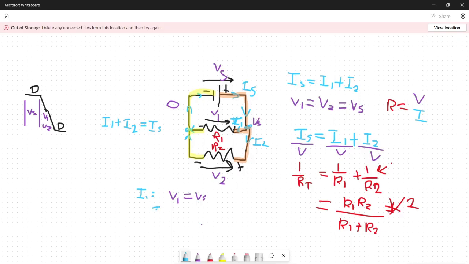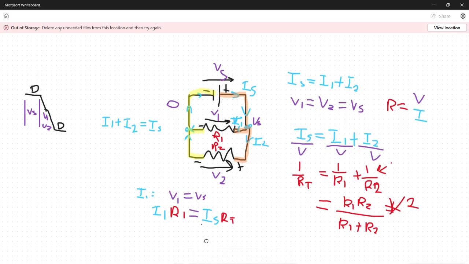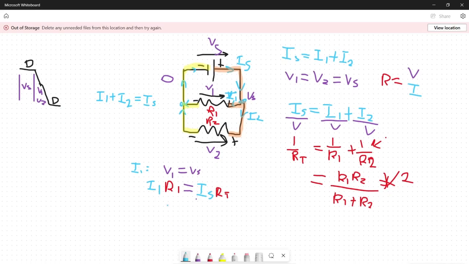So this will give me I1 R1, and that is equal to IS RT. Now, this will essentially just give me I1 is equal to IS times RT over R1.